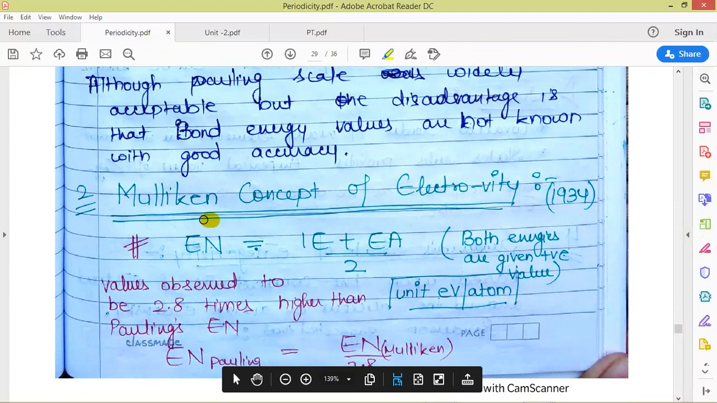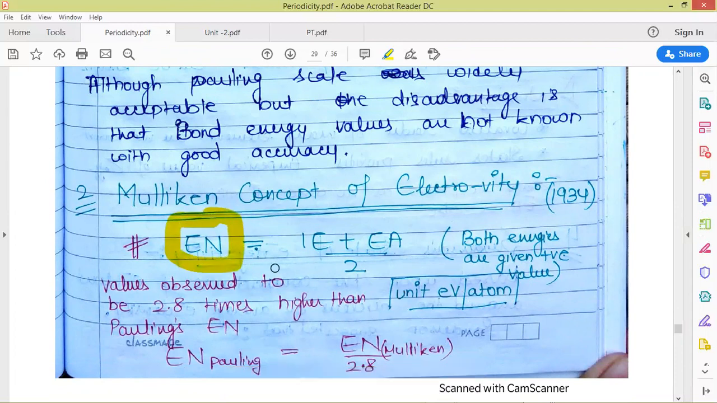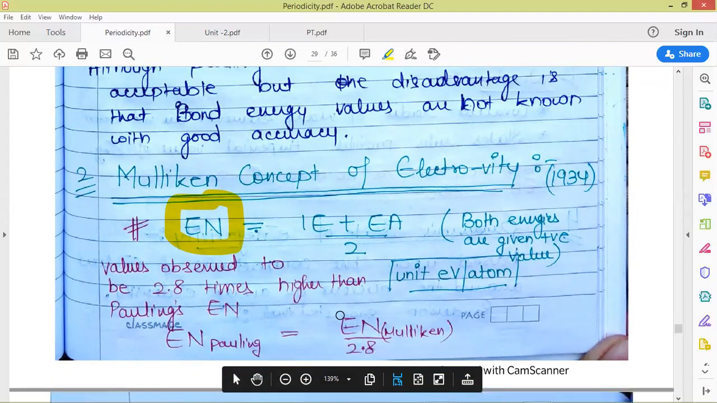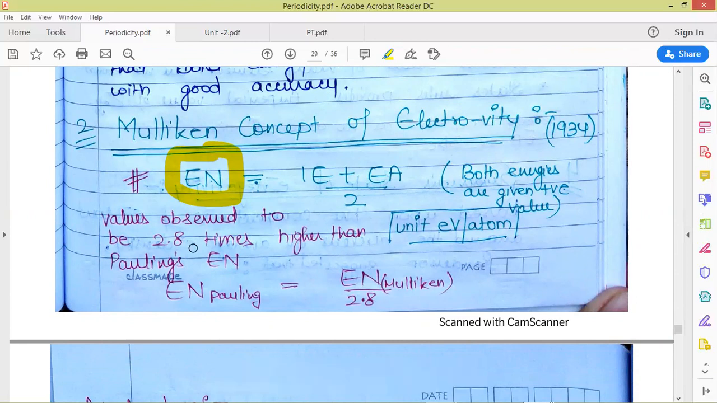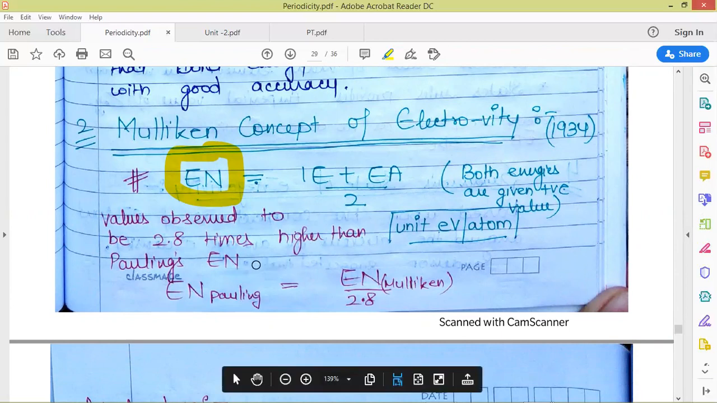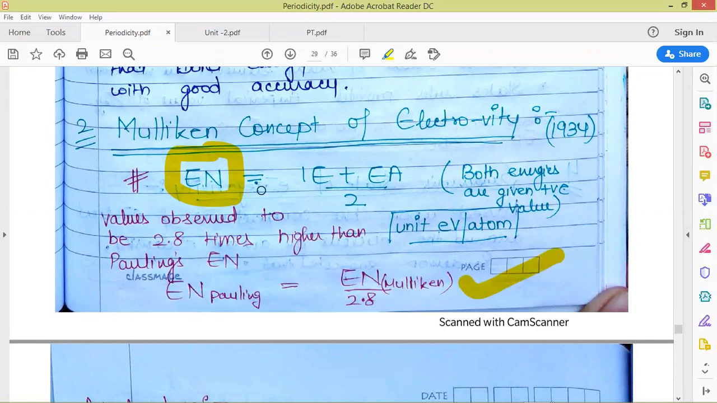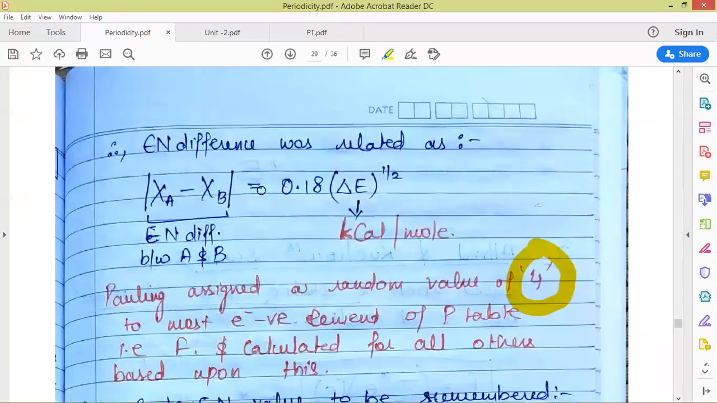Only then will the electronegativity values come out correct, if the units taken are electron volt per atom. Also, it was observed that the electronegativity values given by Millikan were 2.8 times higher than the Pauling electronegativity. So we can say that electronegativity of Pauling is equal to EN Millikan divided by 2.8. These can be asked in different numericals, where you will have to calculate the Pauling electronegativity based upon the above equation.